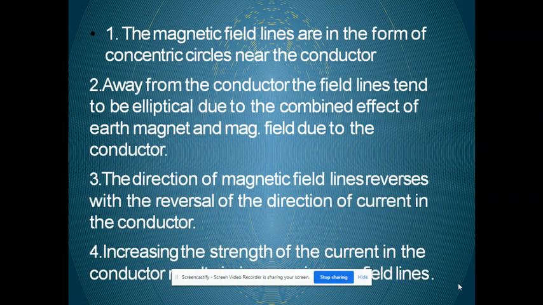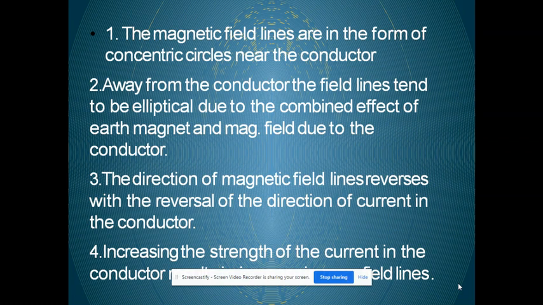Now let us understand some of the properties. First, the magnetic field lines are in the form of concentric circles near the conductor, that we know. Second, away from the conductor, the field lines tend to be elliptical. Why? Because there is a combined effect of Earth's magnet and the magnetic field due to the conductor. So their shape is distorted.